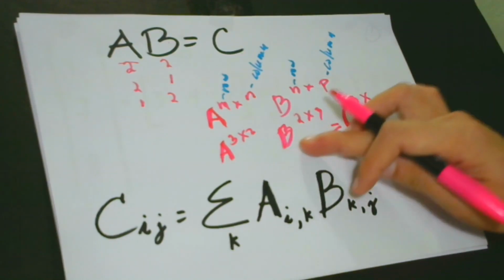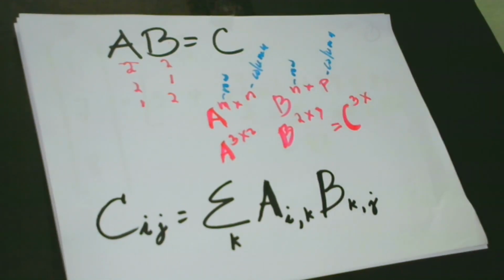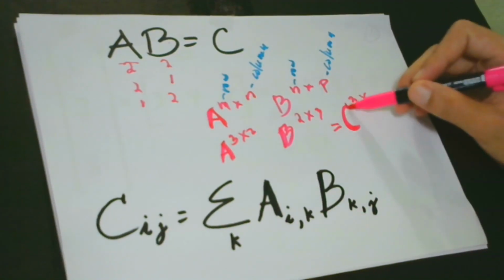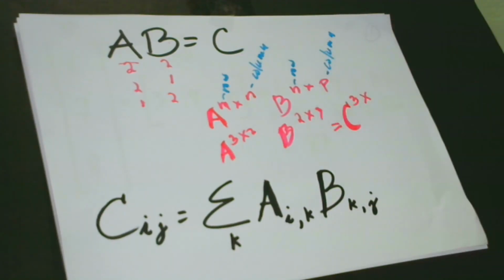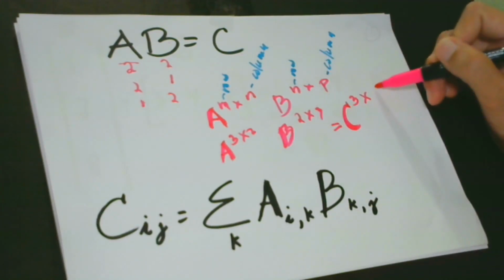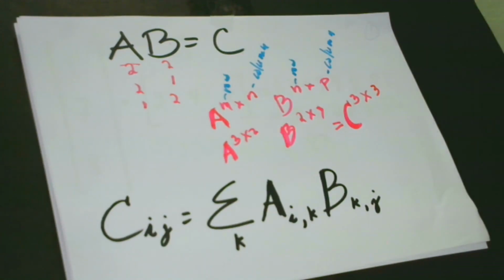So because B has 3 columns, C will inherit the number of columns of B. So it will be 3. So we have the product C, 3 by 3. Simple. Just don't forget that.